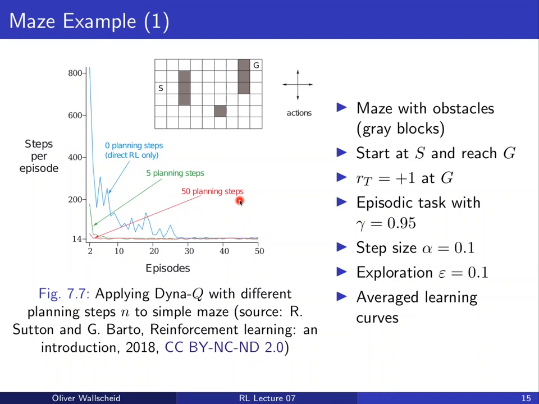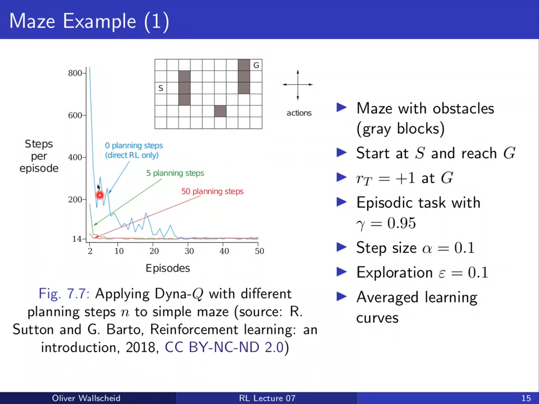And as we can see here in this maze example, with the increasing number of internal planning steps over the number of episodes, the learning is performed much more quickly. So here are the steps per episode which I needed to find the goal state, and I believe here for the 50 planning steps, after, if I remember right, 3 episodes the agent already has obtained the optimal policy in order to find the goal state as quickly as possible.